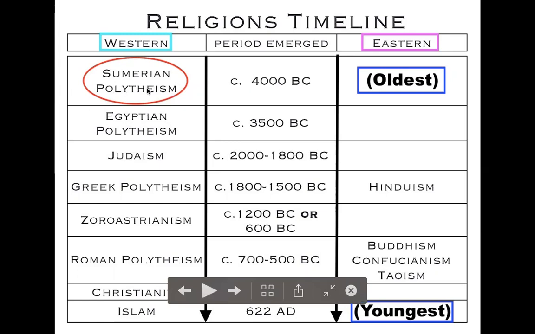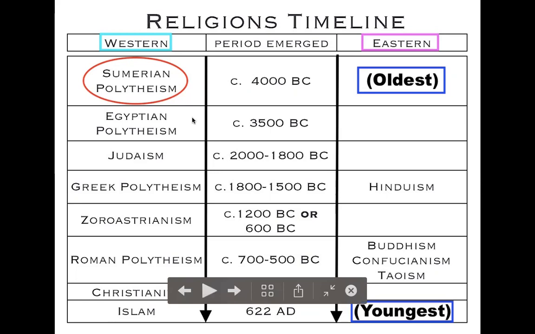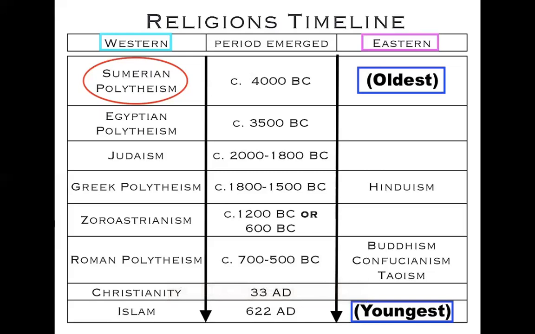And this Sumerian polytheism is what we encounter in tablet 11 here of Gilgamesh, when you have a bunch of gods like Enlil and Ea and Anu telling Uttanapishtim what to do and how to do it. So like I mentioned a moment ago, you can see that the last two at the bottom, Christianity and Islam, are the youngest religions.